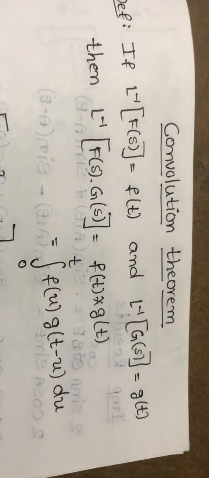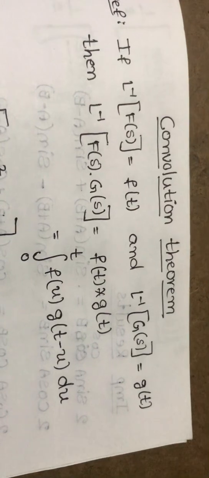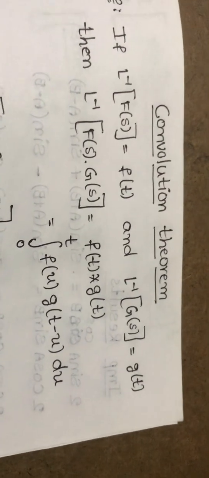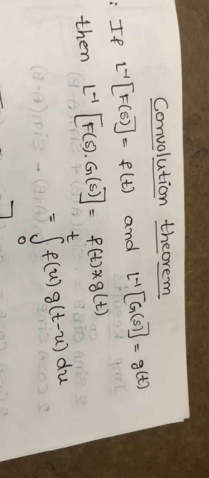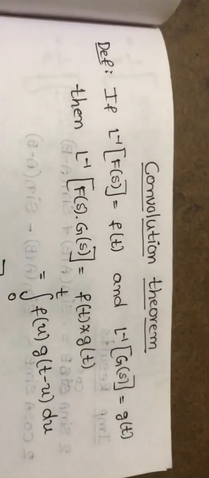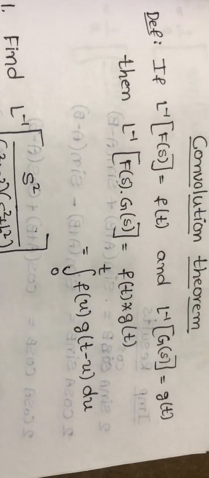Simply we say that we apply u in place of t in the first function and t minus u in place of t in the second function. Let us look at an example. Find Laplace inverse of s square by (s square plus a square) into (s square plus b square).